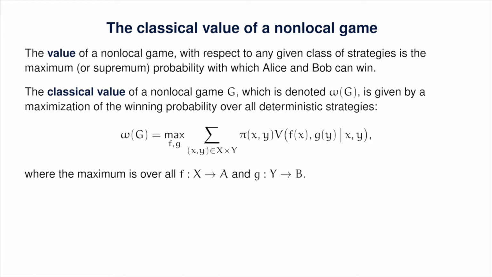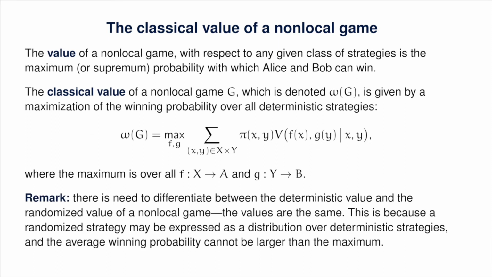And the expression that we're taking the maximum of is a simple formula for the winning probability of that strategy. By the way, we would get exactly the same value if we were to maximize over all randomized strategies rather than deterministic strategies. That's because a randomized strategy can be viewed as the random selection of a deterministic strategy, and we can never achieve a higher value by averaging than we could by simply taking the maximum. So, given that we don't need to differentiate between the deterministic and randomized classical values of nonlocal games, we simply refer to their classical value.